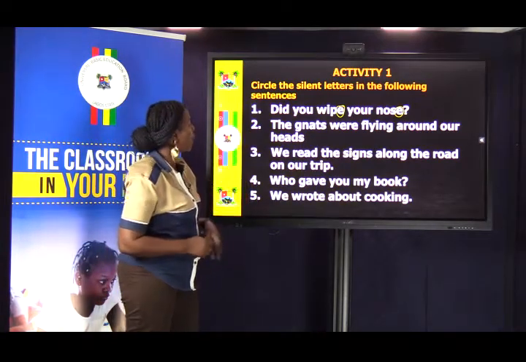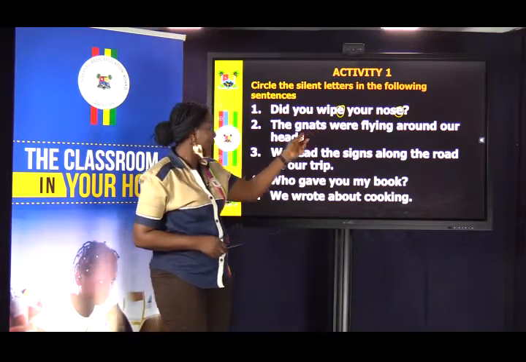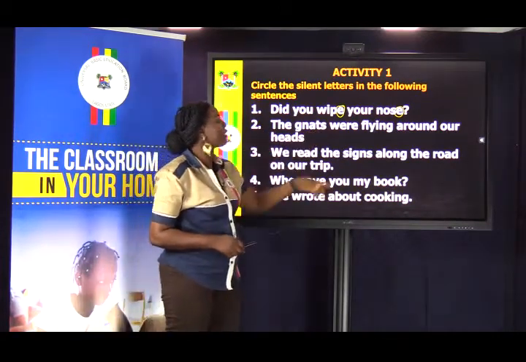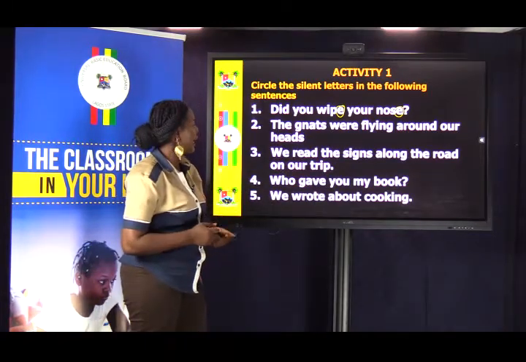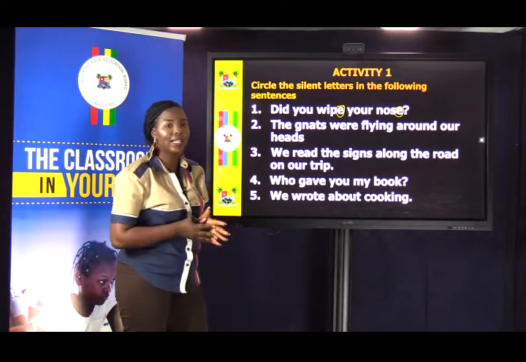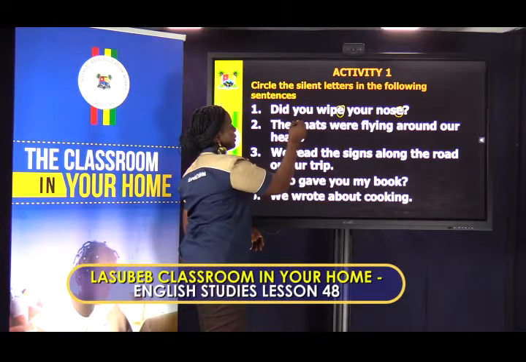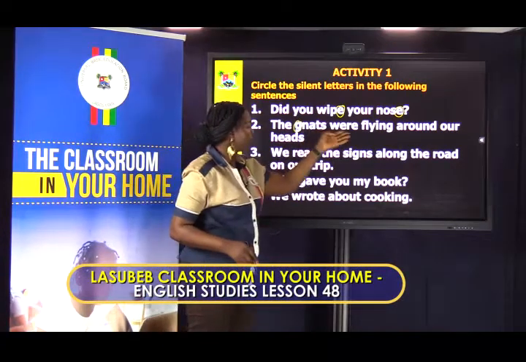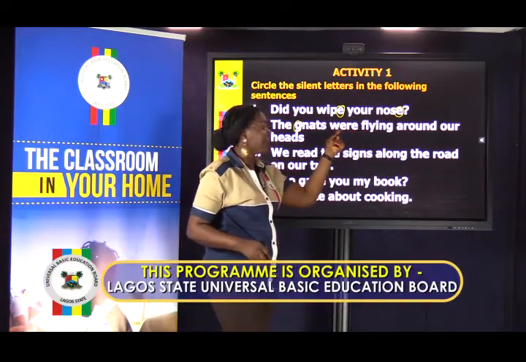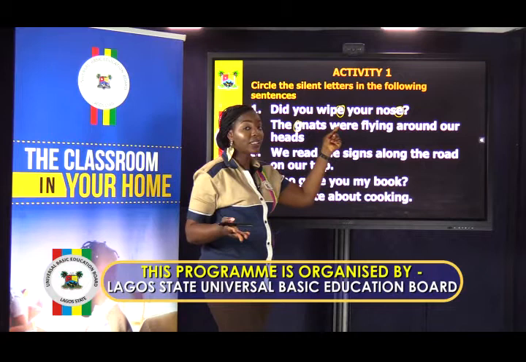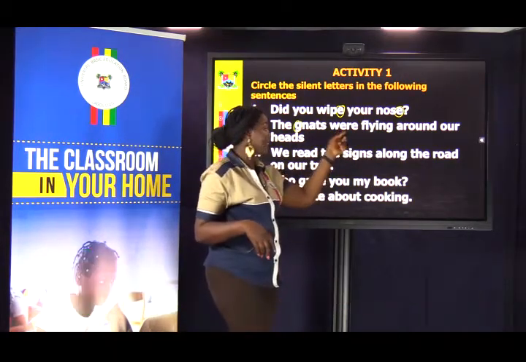Okay, so to the second one, the gnats. You recall we've talked about this example, right? This word. Good. The gnats were flying around our heads. Okay, let us look at the silent letter in that sentence. The gnats, okay? The gnats were flying. There is no silent letter here because the letter E here is not saying its name, so we cannot really pick any silent letter here.